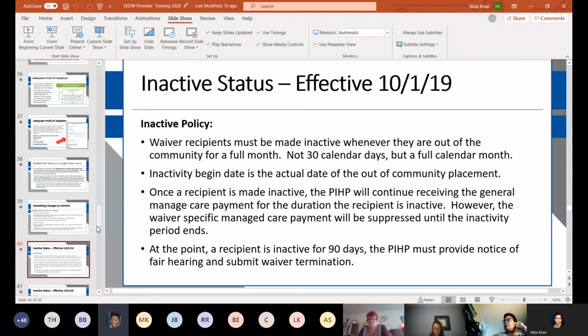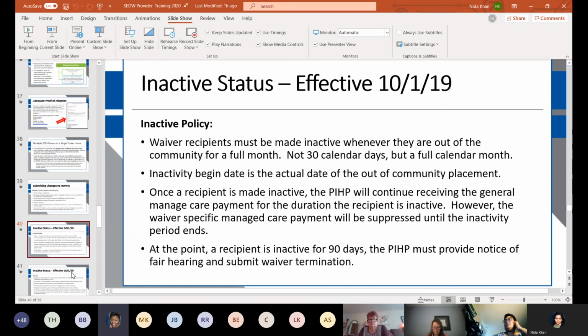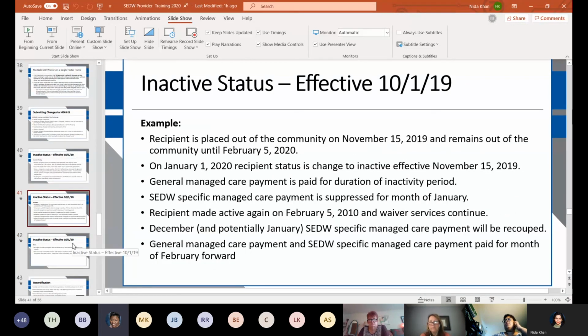So that's when we need to look at making that child inactive, and depending on the reason for the inactivity, that may also ultimately lead to disenrollment from the SED waiver. But nonetheless, please notify us immediately once that has occurred.